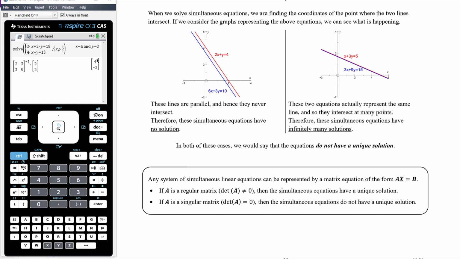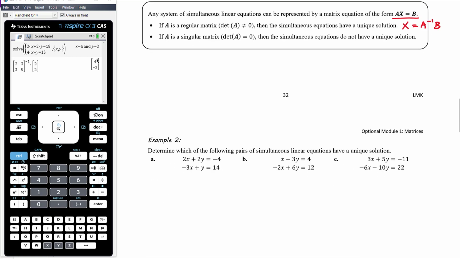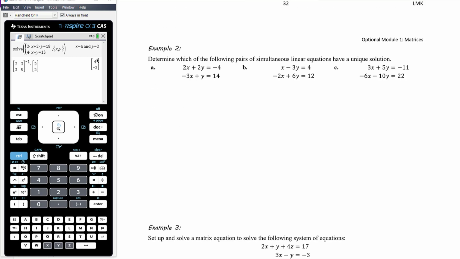Okay? And so that's summarised here in the table below. Any system of linear equations can be represented by a matrix equation of this form, AX equals B. If A is a regular matrix, so that is it does have an inverse, then the simultaneous equations have a unique solution, and we can find it by working out X equals the inverse of A times B. If A is a singular matrix, that is the determinant of A is 0, then the simultaneous equations do not have a unique solution, and that's what we would write. There is no unique solution. Okay, so determine which of the following pairs of simultaneous linear equations have a unique solution.